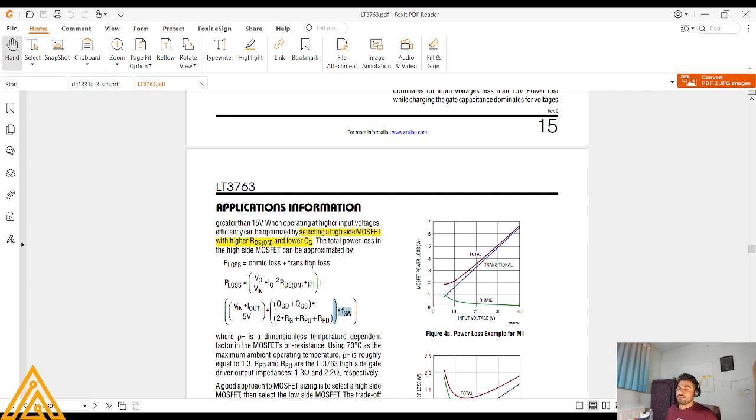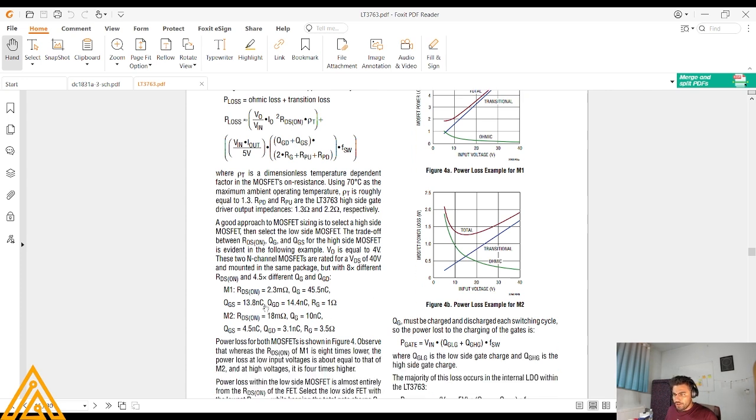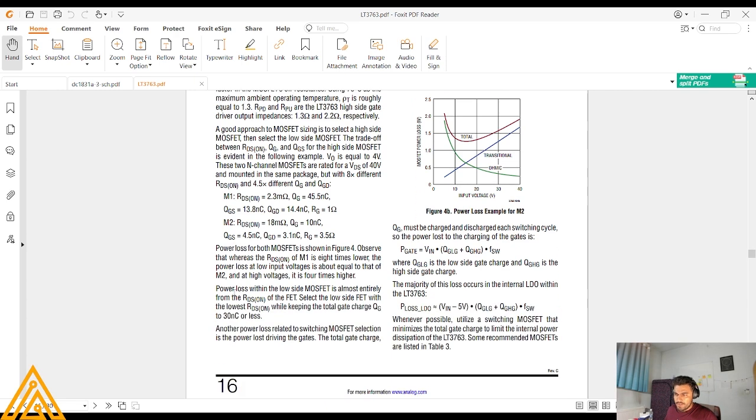So as you know, transition loss is proportional to the switching frequency. So if you choose a higher frequency, for example around 1 megahertz, you could see that your MOSFETs are going to be special. You have to consider them carefully and choose them carefully. Here is an example of the MOSFETs that we choose.